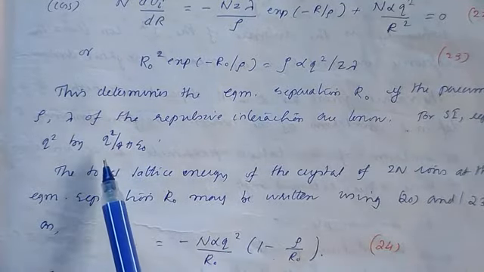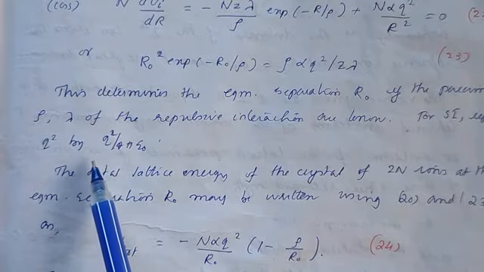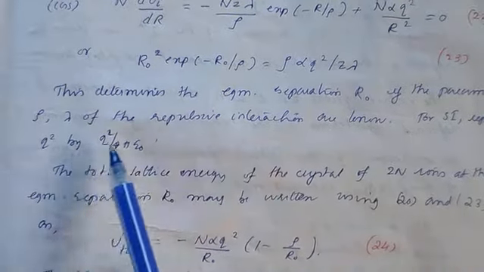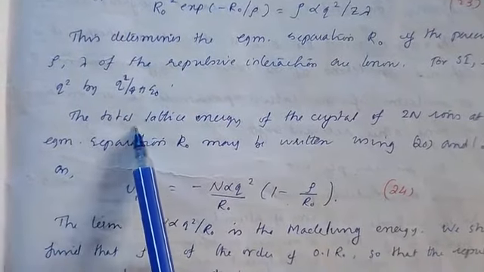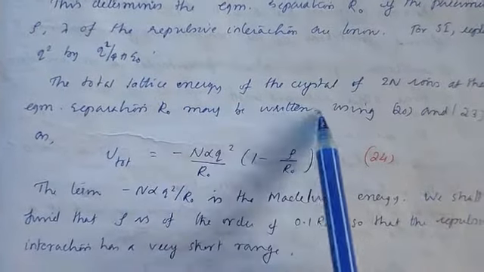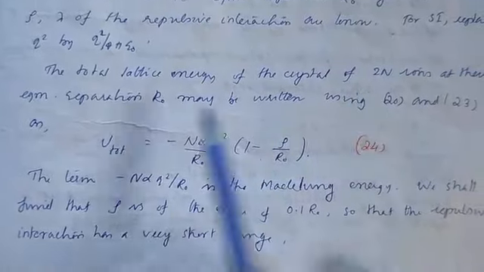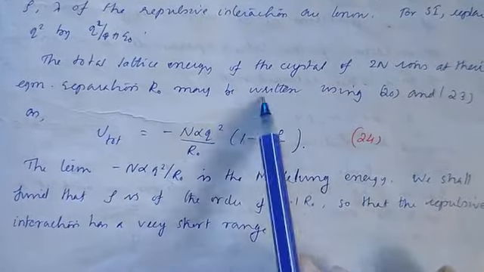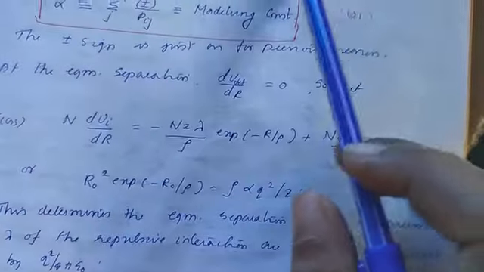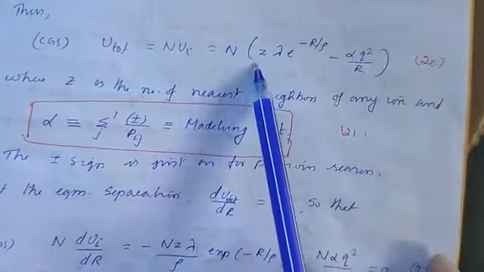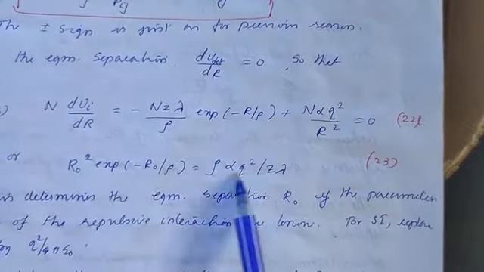For SI units, replace Q square by Q square by 4 pi epsilon 0. The total lattice energy of the crystal of 2N ions at their equilibrium separation R0 may be written using equations 20 and 23. This is equation 20 and this is equation 23.